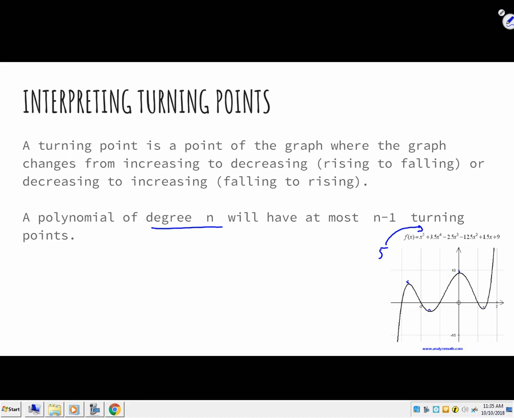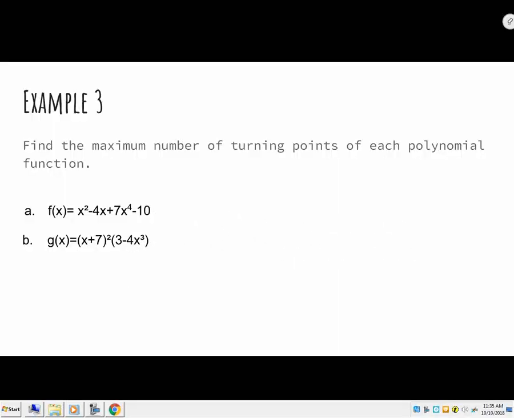It says it will have at most n minus 1 turning points, which makes sense. I had 1, 2, 3, 4 of them. So I subtract 1 from that. I had 4 turning points. And so that's just another way to help check your graph. If you want to, go ahead and find how many turning points we should have on these two, and then you can come back and hit play.